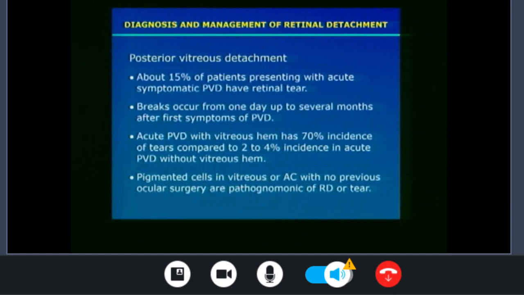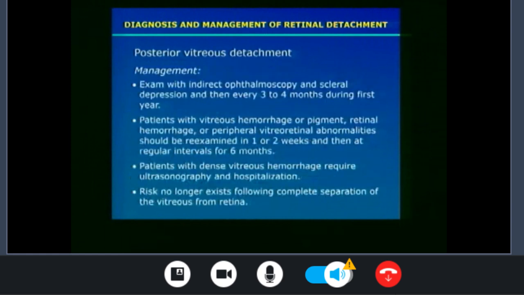The presence of pigmented cells, look carefully at the patient. If you see pigmented cells in the vitreous or anterior chamber with no previous ocular surgery or trauma, it suggests retinal detachment or tear. So two things that you have to look carefully at. If there is vitreous hemorrhage, high risk for retinal tear. If there are pigmented cells in the vitreous and anterior chamber, increased risk of having retinal tear.